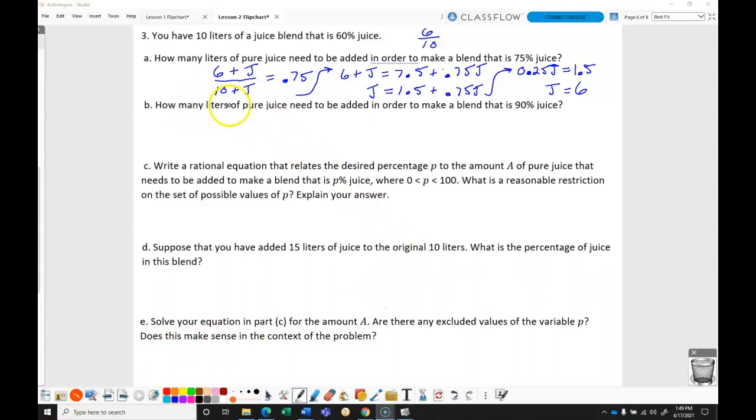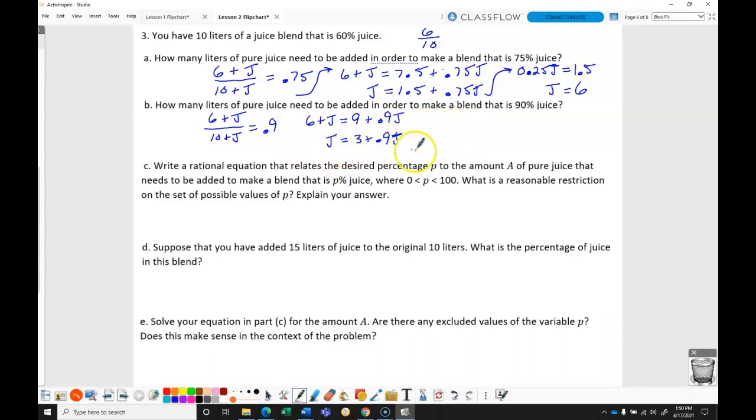Okay. We're going to do the same thing here. We want to know how much pure juice needs to be added to make the blend 90%. So I'm still using the 6 plus J over the 10 plus J, only this time I need it to equal 0.9. So I'm going to multiply both sides by 0.9 by 10 plus J. So that gets me 6 plus J equals 9 plus 0.9J. We'll subtract 6 from both sides. And I'm going to subtract 0.9J from both sides.